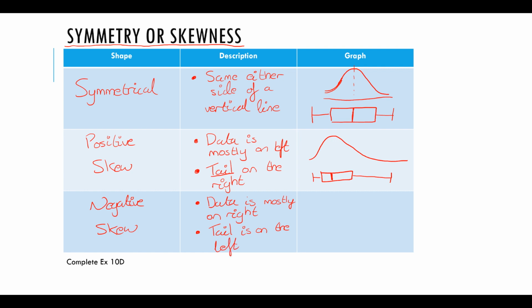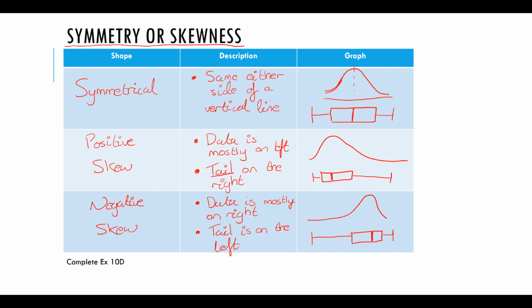So for a frequency polygon, what does it look like? It looks like a long tail here, and then we come up and all the data is kind of concentrated on the right. For the box and whisker section, the box is concentrated towards the right-hand side between the two whiskers, and the median is pushed towards the right-hand side of the box as well.